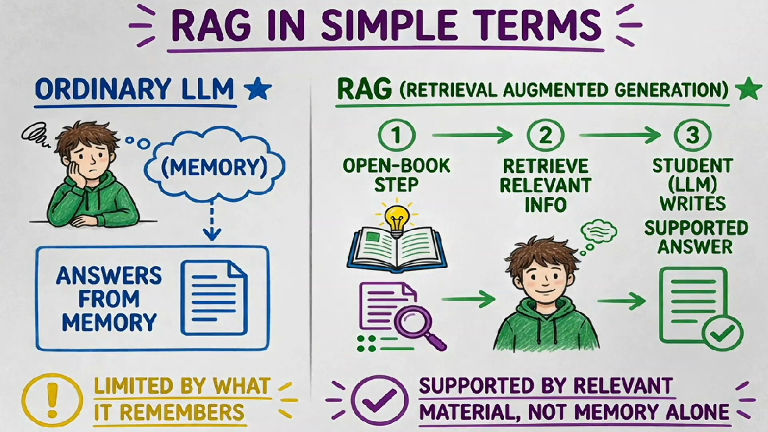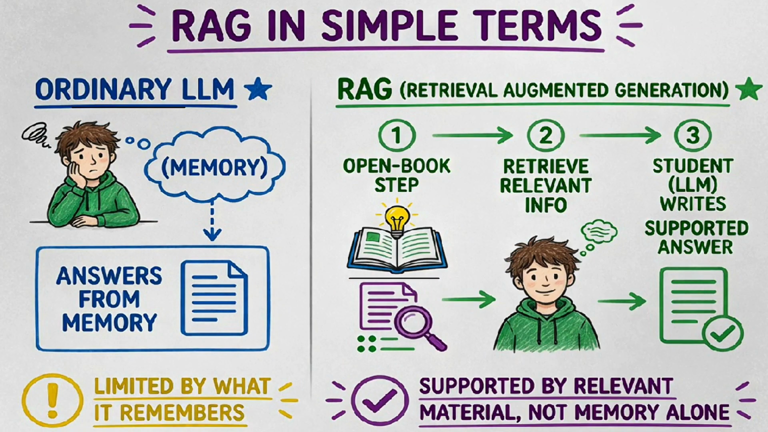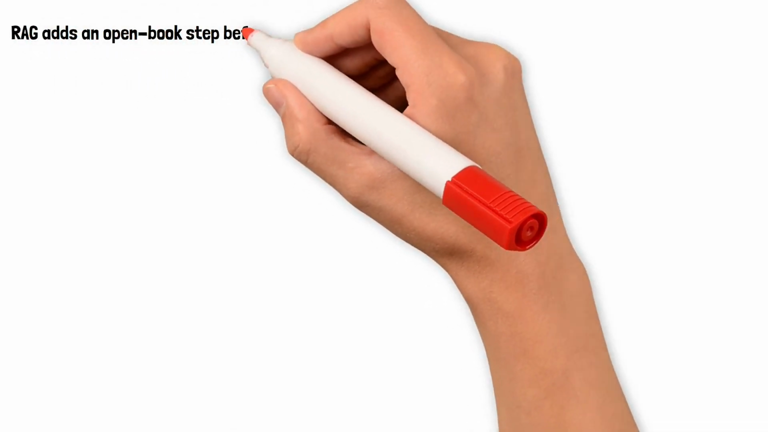Think of an ordinary language model like a student answering from memory. RAG is like allowing that student to open the correct textbook before answering. The student still writes the response, but now the answer is supported by relevant material instead of memory alone. In simple terms, RAG adds an open book step before the AI speaks.